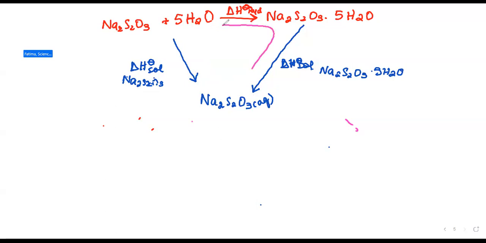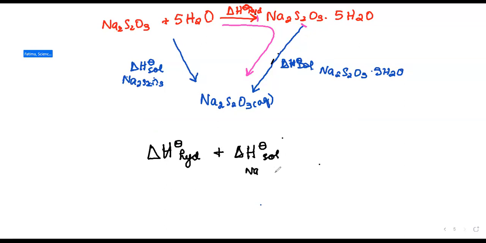What about these two arrows? These two arrows are head to tail. This is the head of the arrow and this is the tail of the arrow. These two arrows are head to tail. Those arrows that will be head to tail, you will add them. So what are you going to write down? You're going to write down quite simply the enthalpy change of hydration. This is what you want to calculate. Plus, now this is enthalpy change of solution. Enthalpy change of solution of what? Of the crystal, of sodium thiosulfate crystal.